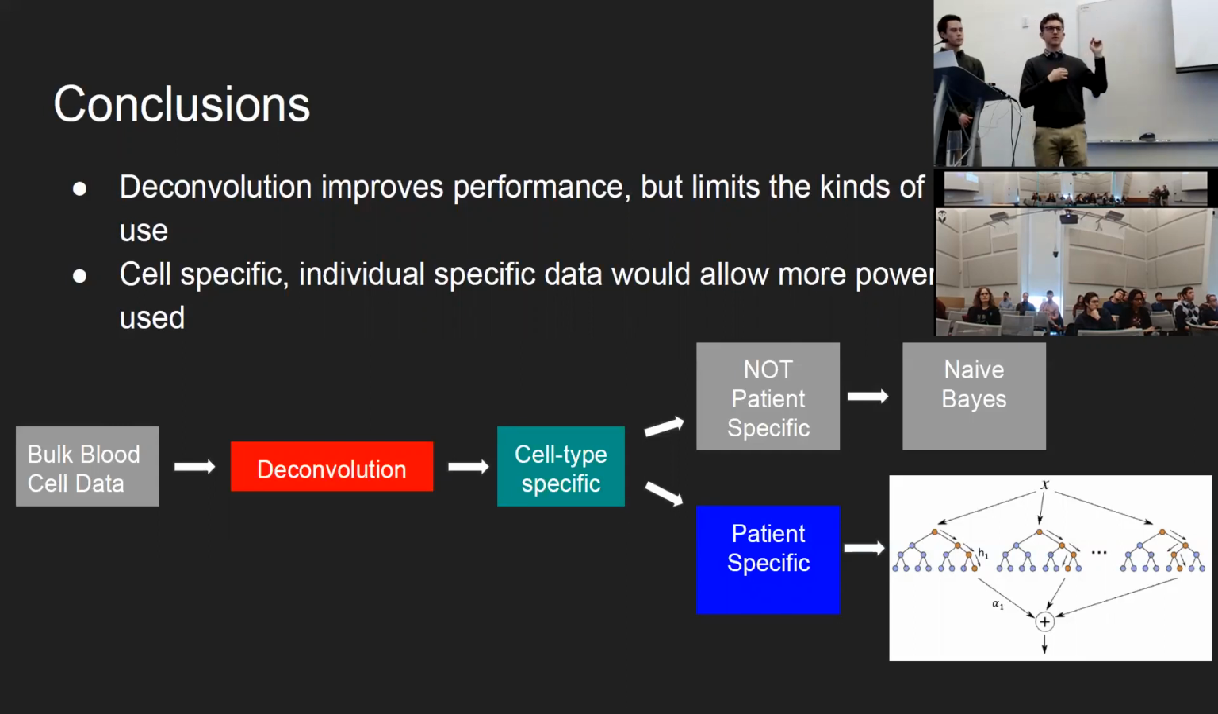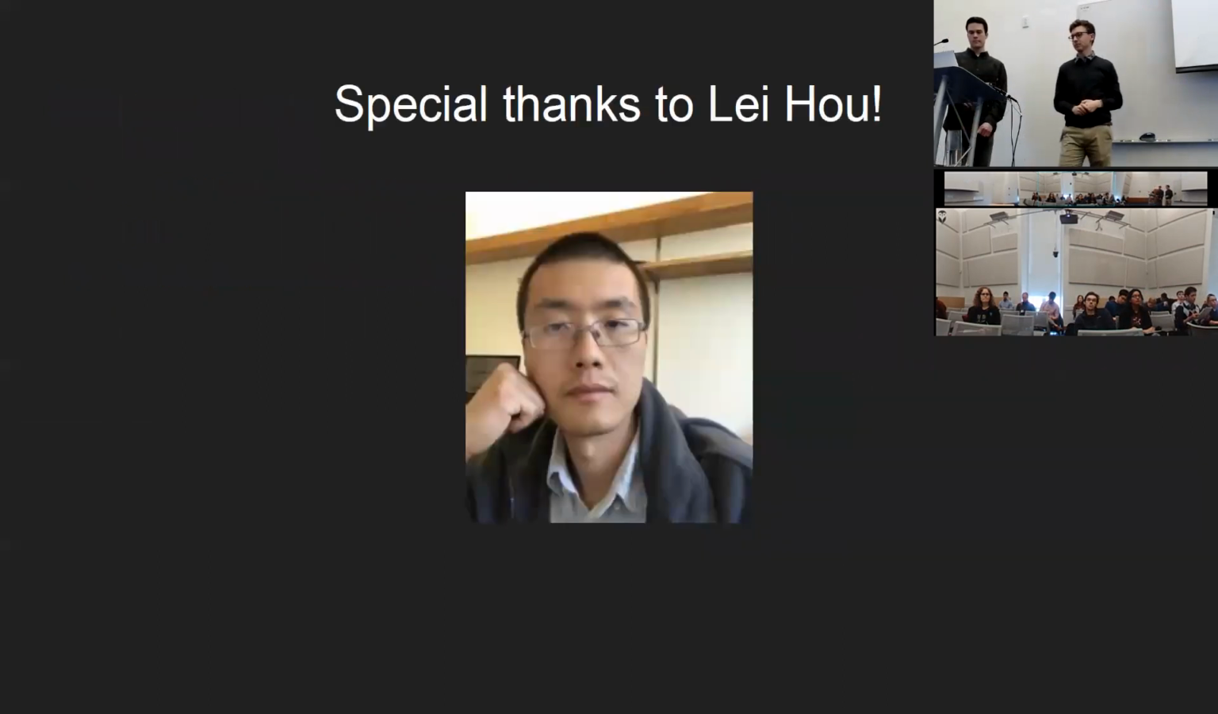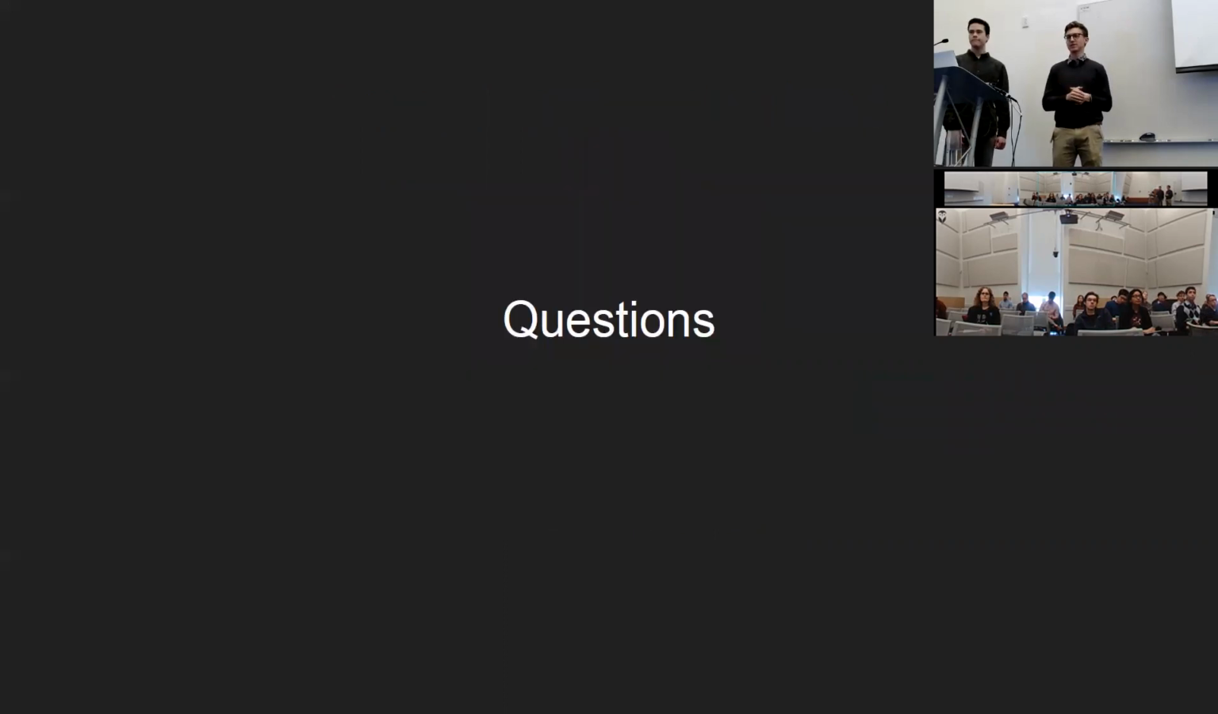So the main takeaway is deconvolution does improve performance, but we're limited in the number of other kinds of models we can use. We theorized that if there was some way to get individual specific, cell type specific data, shown on the bottom here, then we could input that into a gradient boosting tree and improve performance even more. Special thanks to Lei and Professor Pellis' lab, who helped us think more and understand deconvolution, and we'll now take questions.